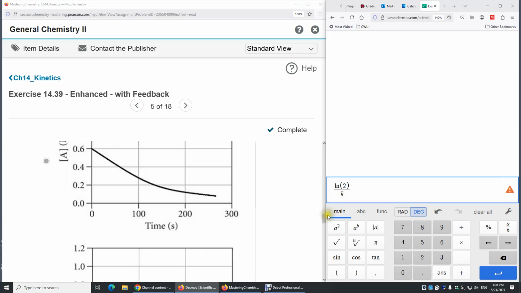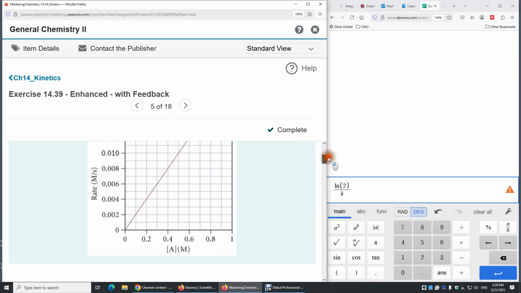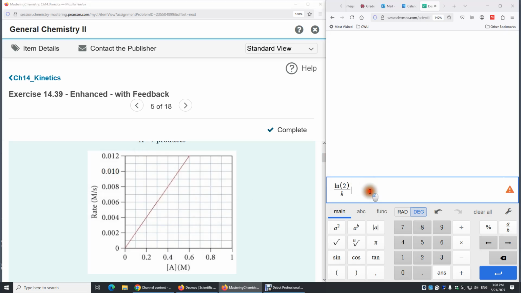Now, what is k? k can be determined from this graph. But how? Well, we know that the reaction rate is k times A, right? So k is R over A. Now, how do we use this graph to compute R over A?